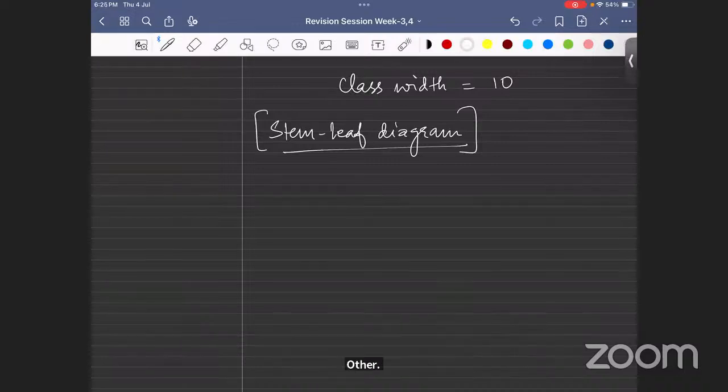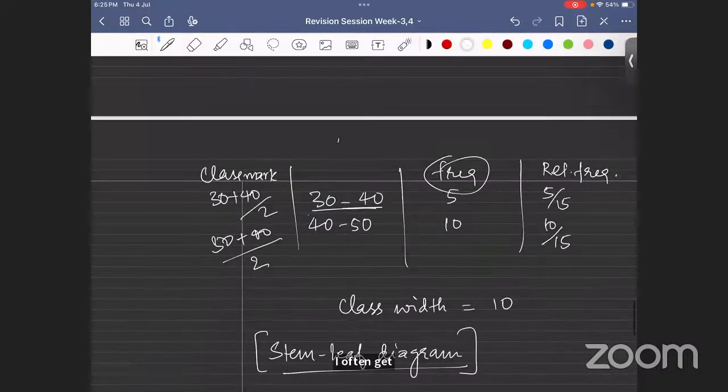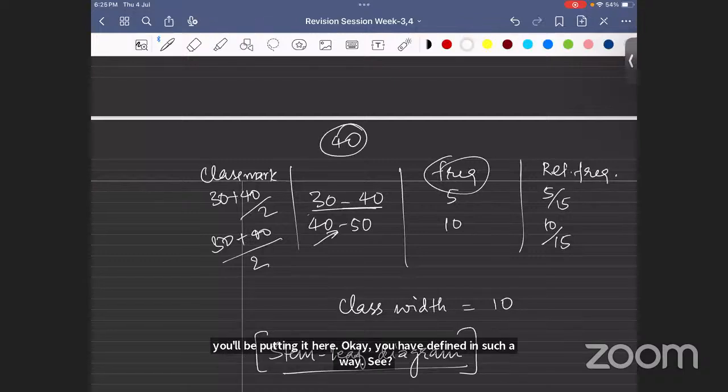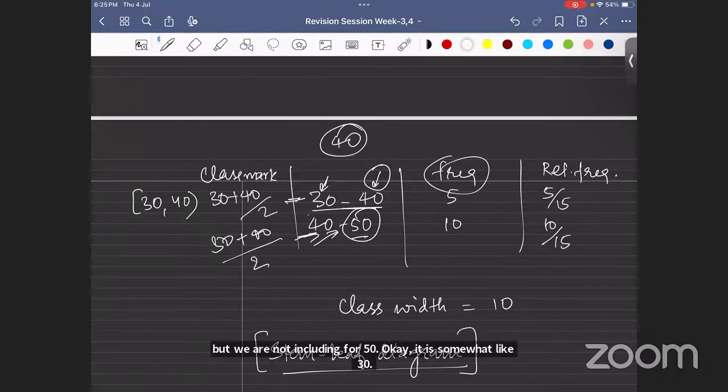Yeah, 20 you'll be putting in the higher interval. See, I was just talking about this. If you have 40, you'll be putting it here. That's more about how you define your class interval. Whenever you get 40, we start with 30 but do not include 40 in that interval. We start with 40 and go till 50, but we do not include 50 here. It is somewhat like open and close brackets.